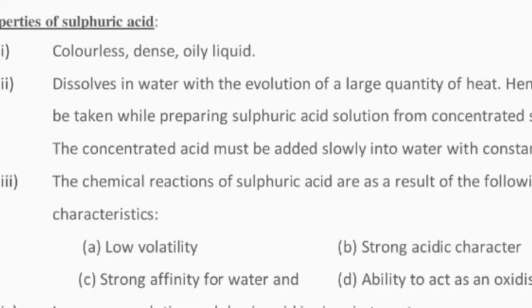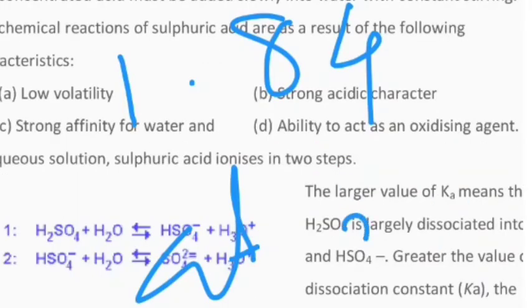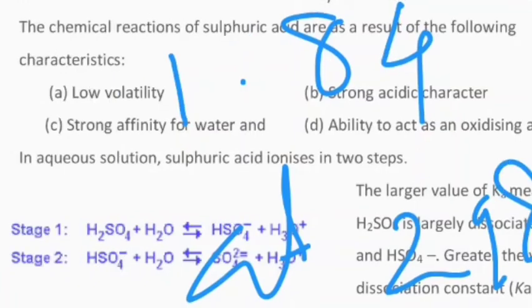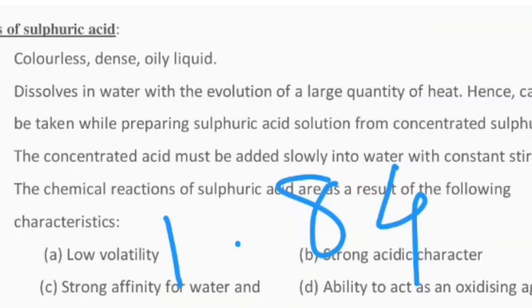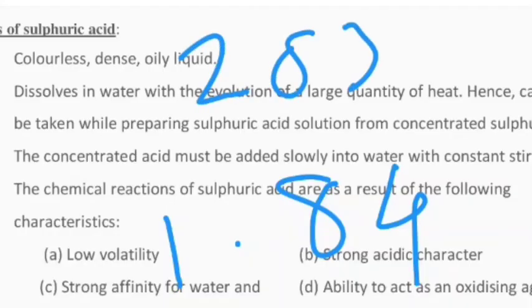Properties of sulfuric acid. First one, physical properties. It is a colorless, dense, oily liquid. So colorless, oily in nature, highly dense. Its specific gravity is 1.84 at 298 Kelvin. The acid freezes at 283 Kelvin temperature.